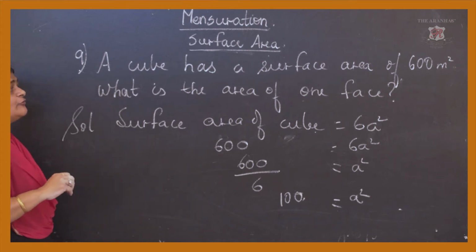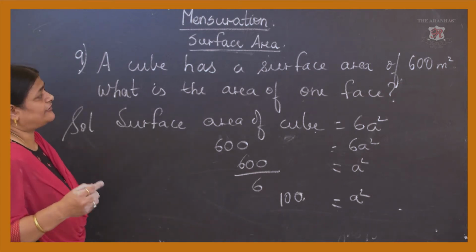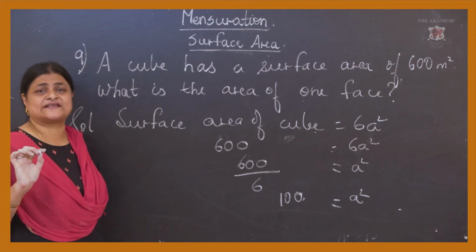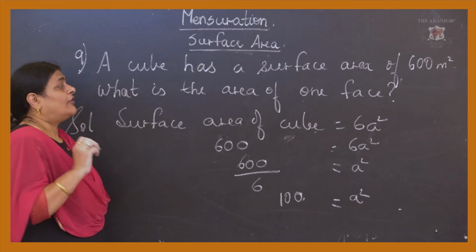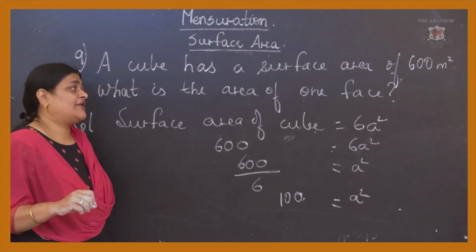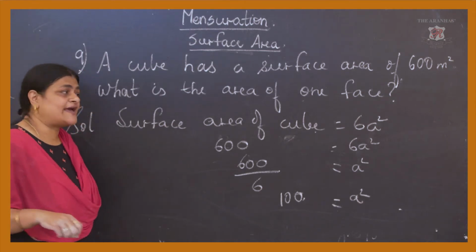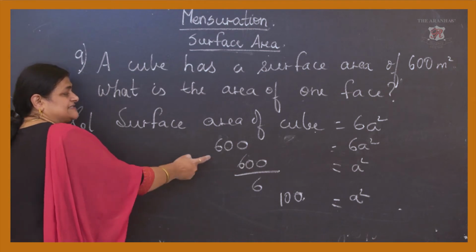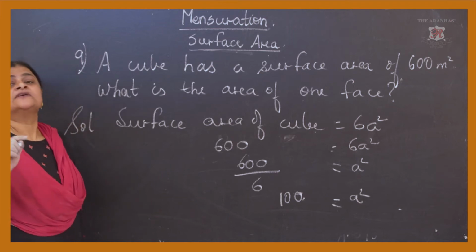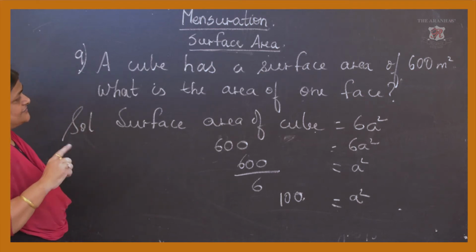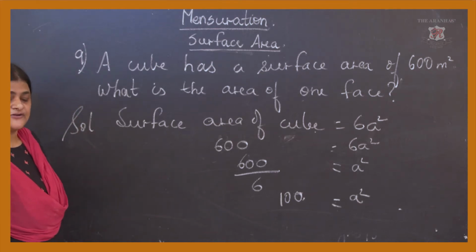So here the cube has a surface area of 600. They have already given you the surface area, which is 600 meters square. You have to find out the area of the surface of one face. So the surface area of the cube will be 6a square. So 600 is equal to 6a square. So a square is equal to 600 upon 6. So a square is equal to 100. So the area of one face will be 100.